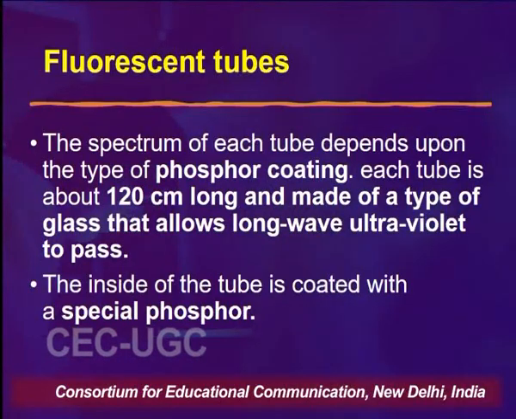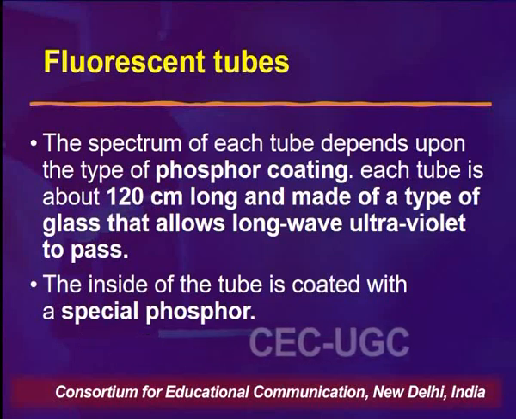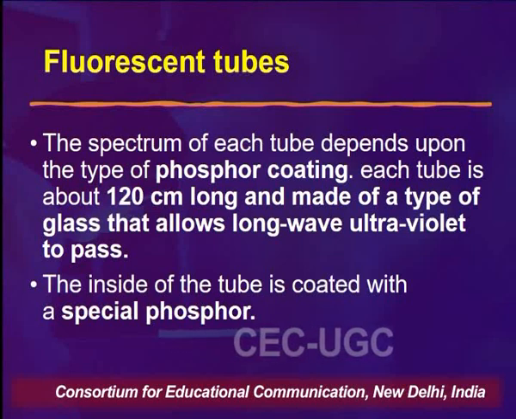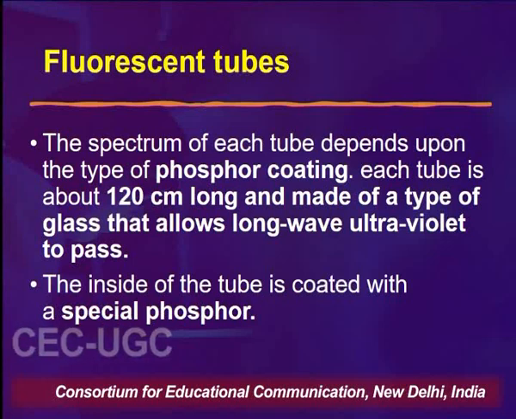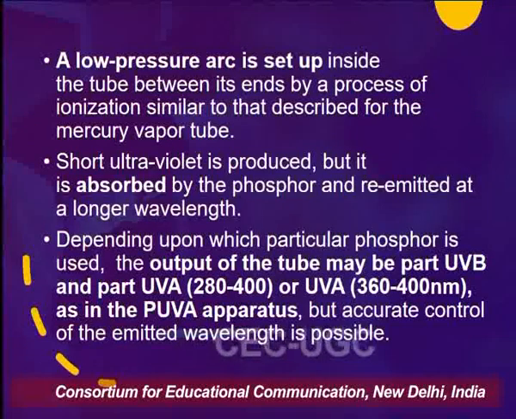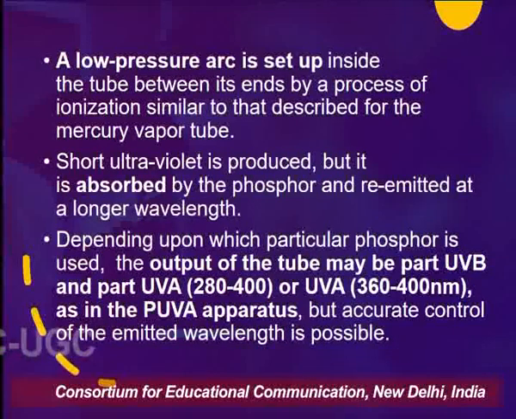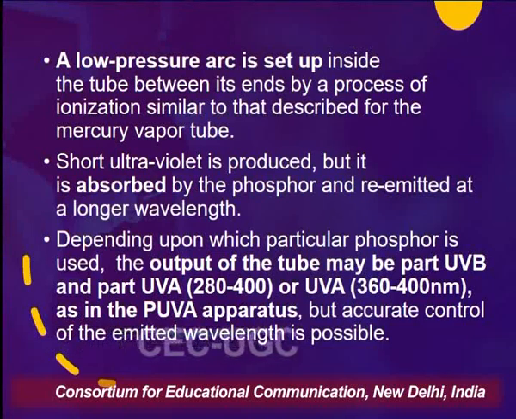So the spectrum of each tube depends upon the type of phosphor coating. Each tube is about 120 centimeters long and made up of a type of glass that allows long wave ultraviolet to pass. So the inside of the tube is coated with a special phosphor. A low pressure arc is set up inside the tube between its ends by a process of ionization similar to that described for the mercury vapor tubes.